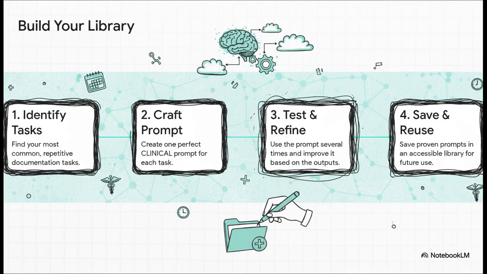And building this library is actually pretty straightforward. First, just identify your most repetitive tasks. Things like writing patient education handouts for new diabetics or drafting appeal letters for insurance denials. Second, you craft that perfect clinical prompt for each task. Third, you test and refine it over a few uses. And finally, you save it somewhere you can grab it in seconds.